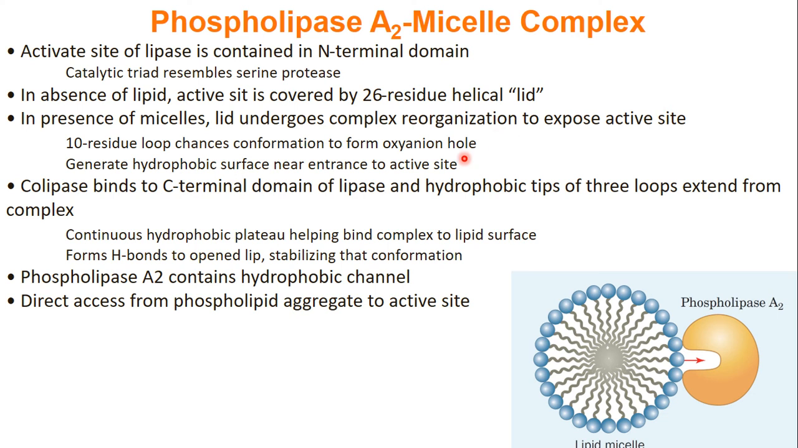Our enzyme will have a hydrophobic surface near the active site, which makes sense. This enzyme works on lipids, so the active site should be hydrophobic to help get these lipids into the active site. Now, colipase will bind to the C-terminal domain of lipase, and it has hydrophobic tips on 3 different loops that will extend from this complex. This is kind of like a hydrophobic binding platform that will help to bind to lipids. And overall, it just stabilizes our lipase and lipid conformation.